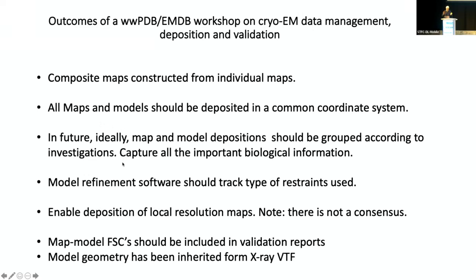Of course, we now all struggle with the idea that a deposition for every figure will be a huge activity. So the idea is that in the future, there has to be some thinking by the databases about how, ideally, things could be grouped according to the investigation, which was the key word we were looking for earlier, that all of these are part of an investigation. So you might be depositing an investigation rather than individual maps. Obviously, that's a can of worms, but we can discuss that over beer.